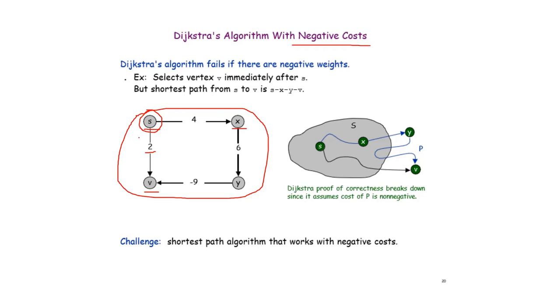And Dijkstra's algorithm would say that the shortest path from S to V with the lowest cost is this path. But actually, the path with the lowest cost would go in this direction, because here we have a negative value. So it would be 4 plus 6 minus 9, which is equal to 1. But Dijkstra's algorithm wouldn't find the right path. So we need an algorithm that works with negative costs.